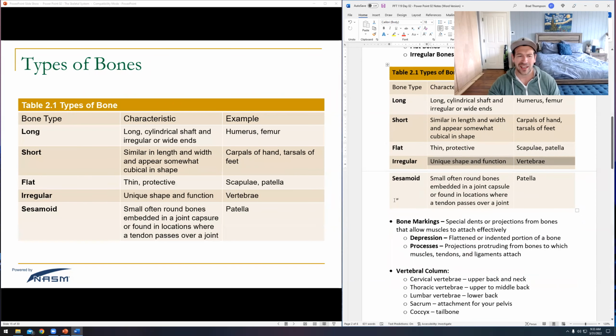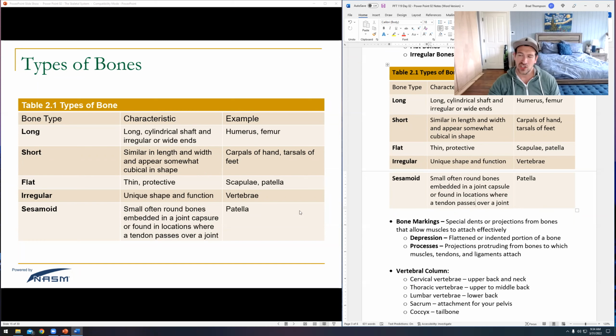There is one more category here that I put in. Now, this is not necessarily a type of major bone, but there is a special type of bone that is called a sesamoid bone. And these are small, usually round bones that are embedded within a joint capsule. So what's interesting about this is a bone that isn't actually connected with a ligament or your traditional connective tissue.